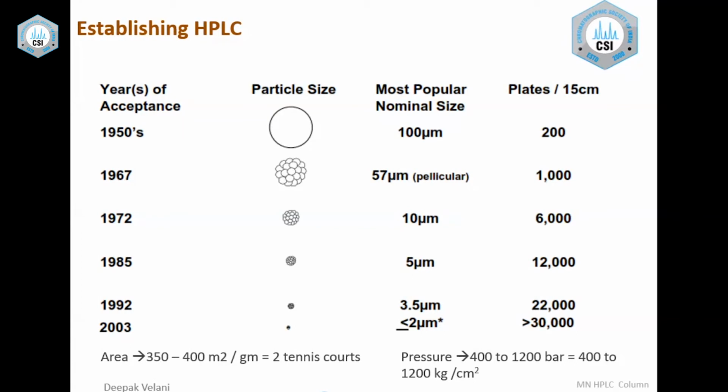Hope everybody has seen the tennis courts, if not, personally, then on TV. If we put 1 gram of material at the end of the tennis court, you will never be in a position to see it. And this much material is available in a 10 to 15 centimeter, 4.6 ID column. So you can imagine what a great technology it is.